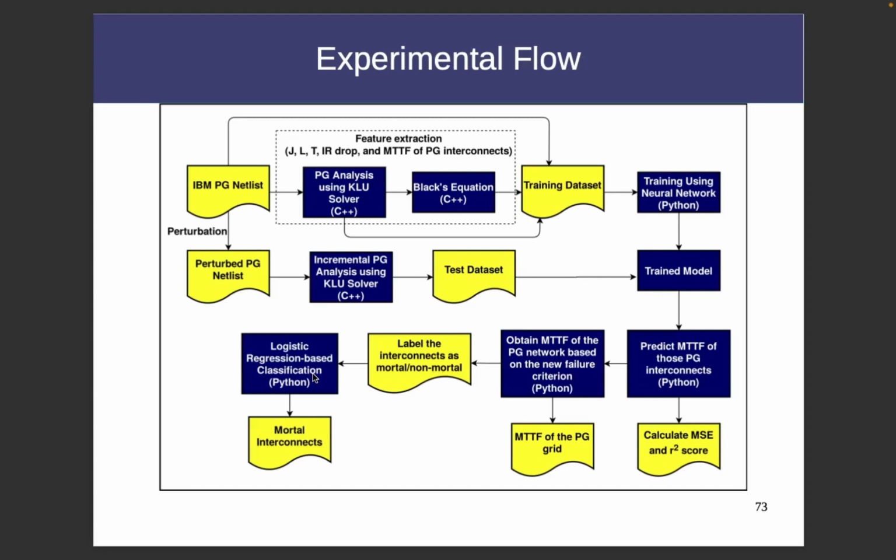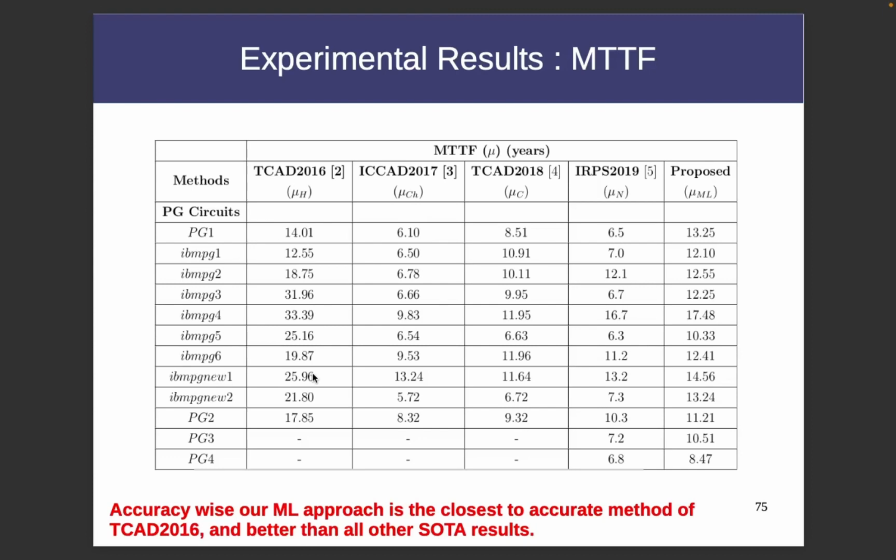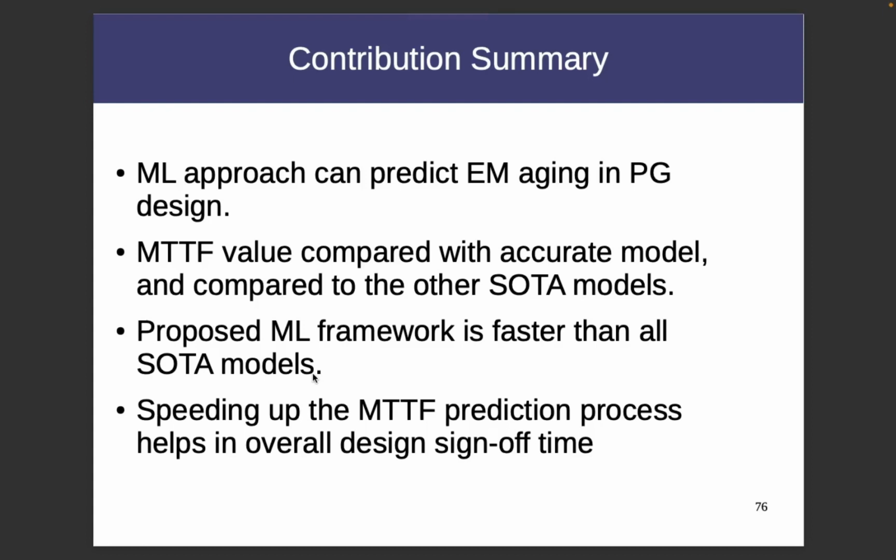Here, if we see, our proposed method achieves significant speed up over all of the state of the art algorithms when it was published. After that, many other algorithms have come, and accuracy-wise also our machine learning approach is closest to the accurate method of 2016 which was published, and better than all other state of the art methods. In this way we can say that machine learning can be a good alternative for electromigration aging prediction.